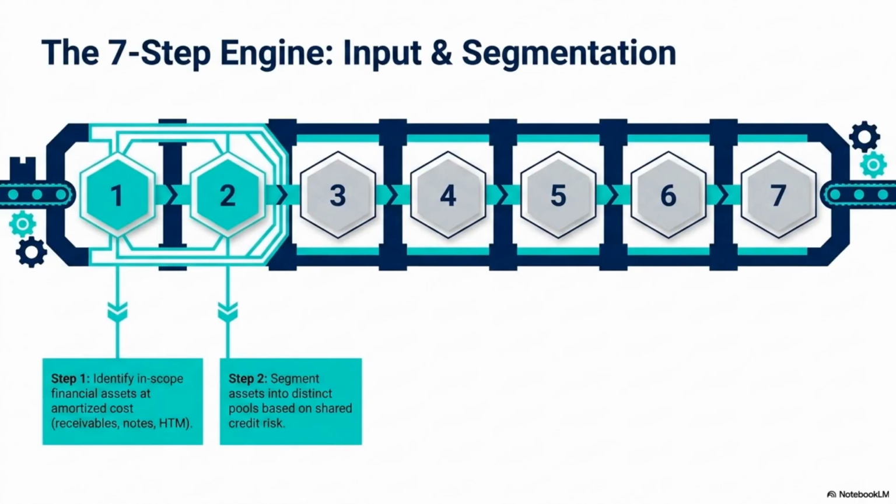The same 7 steps apply every single time. The 7-step engine begins with input and segmentation. Step 1 is to identify all in-scope financial assets. That means every financial asset carried at amortized cost, trade receivables, notes receivable, loans, held-to-maturity securities, and net investment in leases. You need to confirm that nothing has been excluded without a documented basis. Step 2 is to segment those assets into pools by grouping together assets that share similar credit risk characteristics. Assets that do not share characteristics with any pool must be assessed individually.